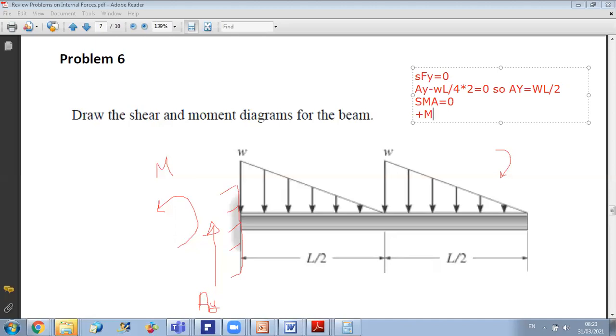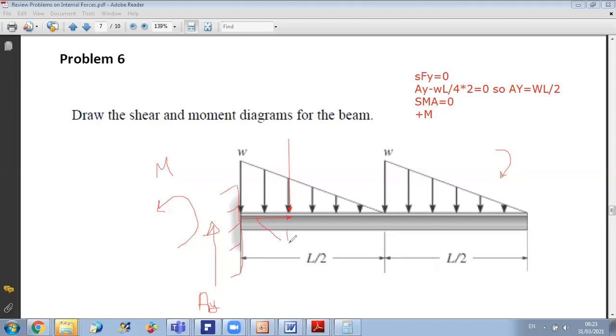And now, for my distributed load, to be able to get the moment, I can replace it by an equivalent force. You know that when I have a triangular load, the equivalent force will act at 1/3 of the base. So this distance here is L over 6.